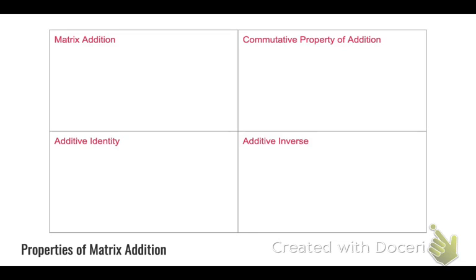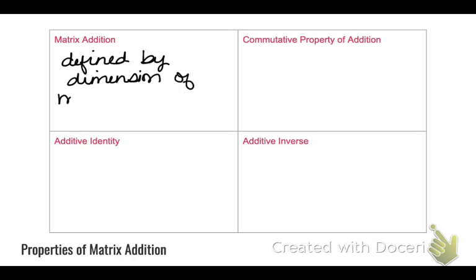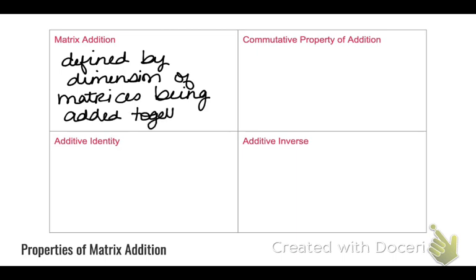So for matrix addition, our important properties that we need to make sure that we take into account and remember are the following. Matrix addition is defined by the dimension of the matrices being added together. So again, we're just saying that the two matrices have to be the same dimensions in order for us to be able to complete the matrix addition.